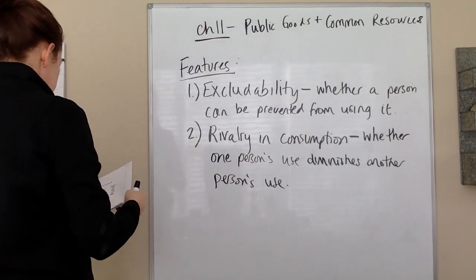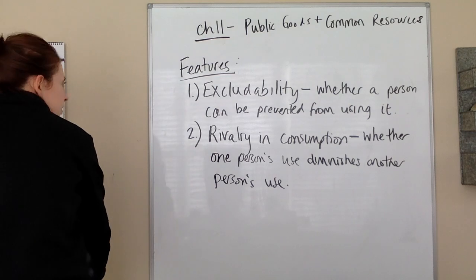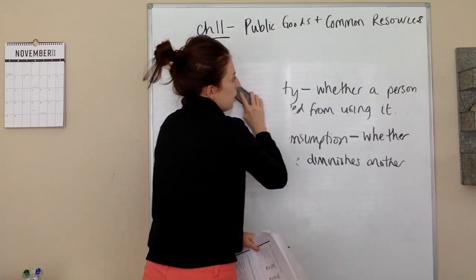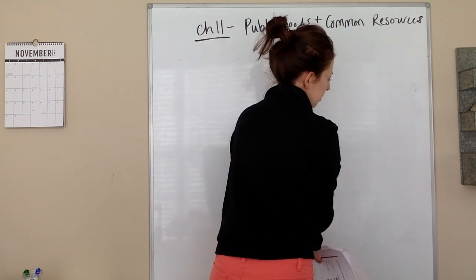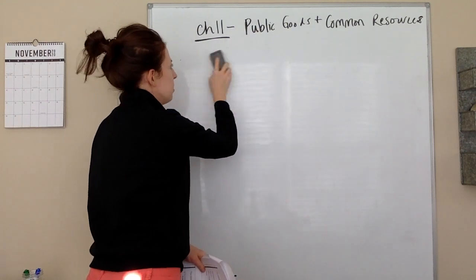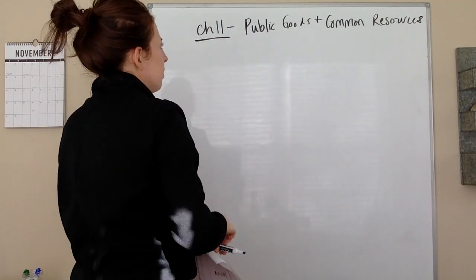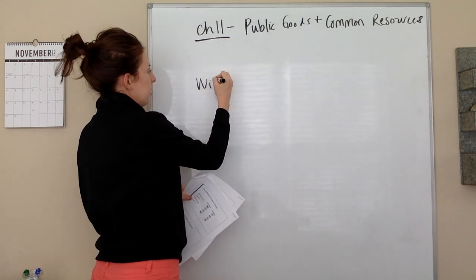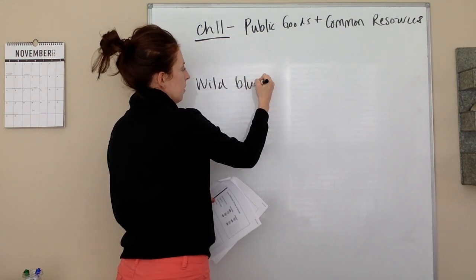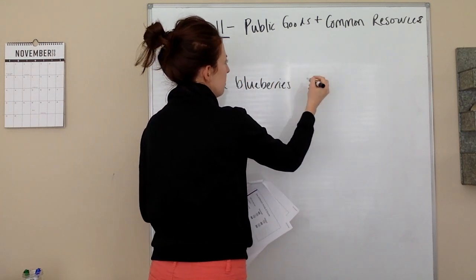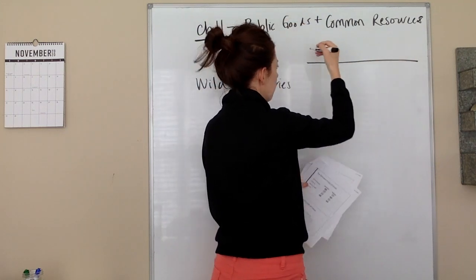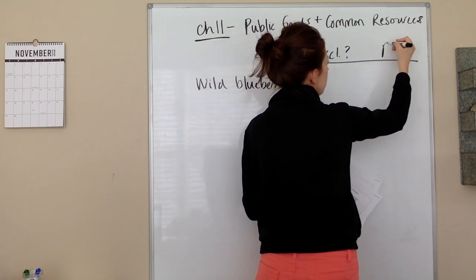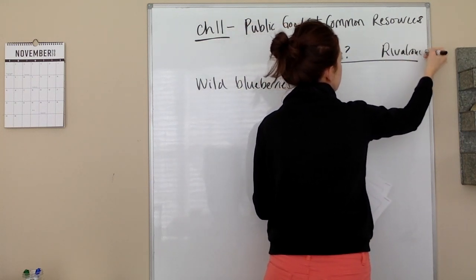Okay, so let me give you some examples so you can understand excludability and rivalry. I'm going to give you 4 different hypothetical goods, and we're going to characterize them as whether they are excludable, yes or no, and rivalrous, yes or no. Good number 1 is wild blueberries. We'll make a table here. The first column will be, is it excludable, yes or no? And the second column, is it rivalrous, yes or no?